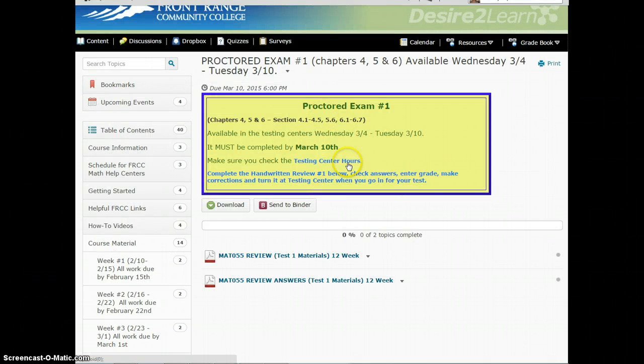Remember, it must be completed by this Tuesday, so check the times that your testing center is open and go in there allowing at least 2 hours. Make sure you get there before 2 hours before their closing time. Make sure you bring a calculator with you and your handwritten review, and please bring an envelope, self-addressed and stamped. A manila envelope will hold your review as well as your test, and I'll send it back to you with corrections so that you can use these for studying for the final exam, because that time will be here before you know it.